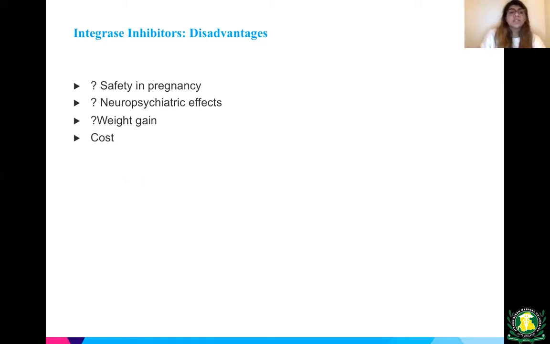There's some question about neuropsychiatric effects. There's some question about weight gain. And then it is the more expensive class. So those are some disadvantages. A lot of these studies are ongoing and data is coming out, but these are the things that have been put out there right now in the literature.